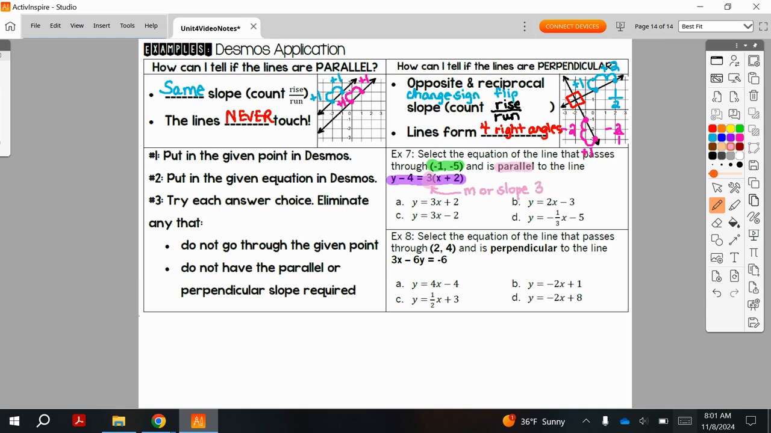Well, right away, you can also eliminate some here too, because your slope is in front of the x here, and it must be 3. So right away, even before going to Desmos, I can eliminate B and D. But let's also see why in Desmos those don't work.